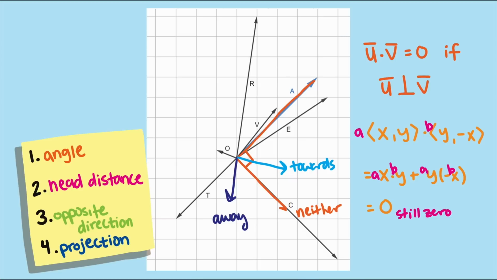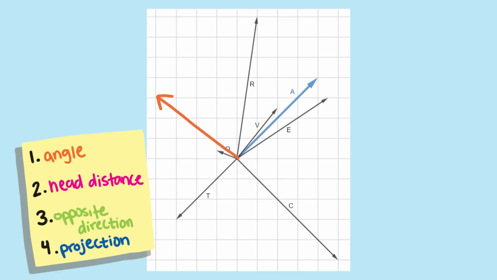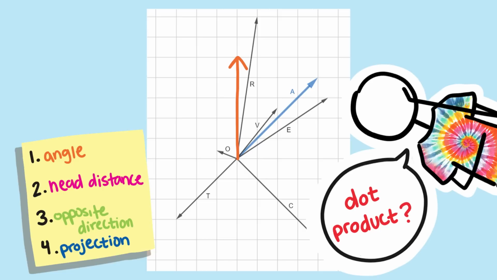Many of you probably picked vector C to be the vector least similar to vector A because they're perpendicular to each other. So the amount they have in common is 0. Okay, what about all these other infinitely many angles? Can we calculate angles between vectors using a dot product?